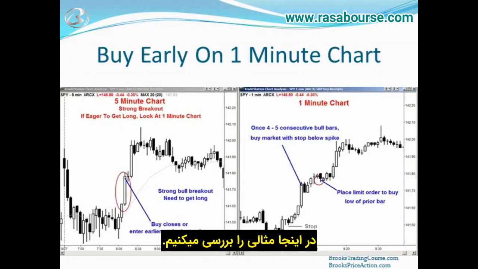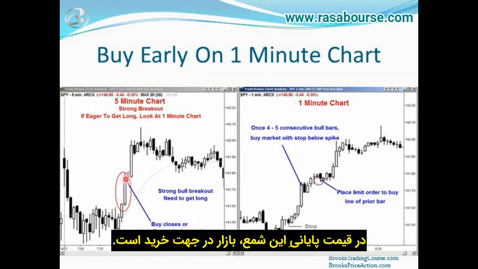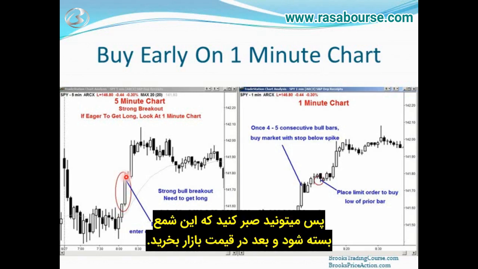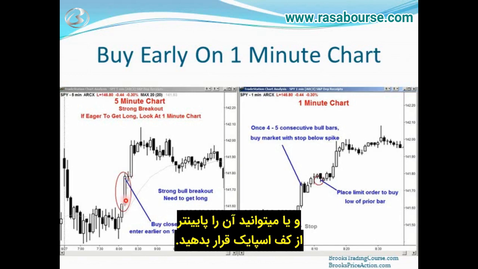So here's an example. 5-minute chart on the left, 1-minute chart on the right. Over here, you see the market is probably becoming always in long. By the close of this bar, it is always in long. You could wait for the bar to close and buy at the market. Maybe put a stop below the low of the bar, or a stop below the bottom of the spike.